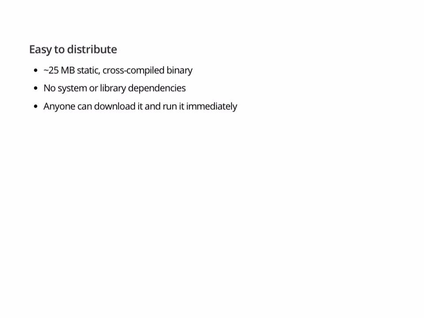So the first thing is, this binary is super easy to distribute. It's 25 megabytes, totally static, no system or library dependencies, and it can be cross-compiled just by setting an environment variable. What this means is anyone can download it and run it immediately. So we save time, we have more happy users, and more people can analyze our code and become more productive with Sourcegraph.